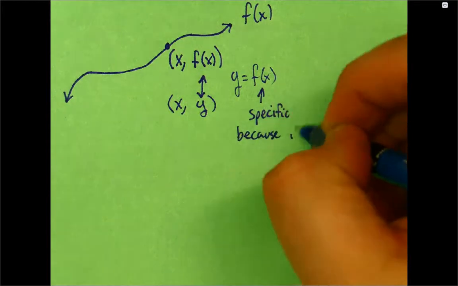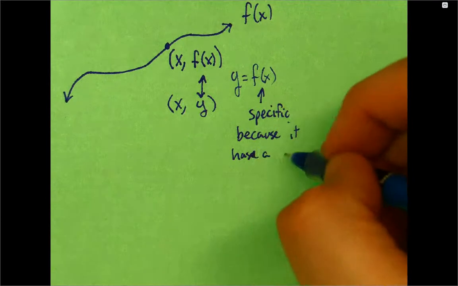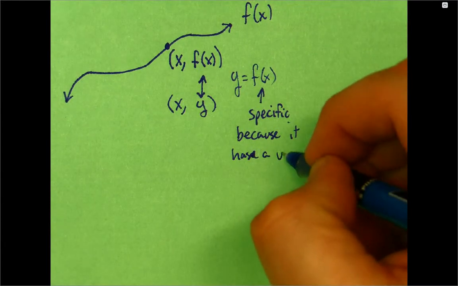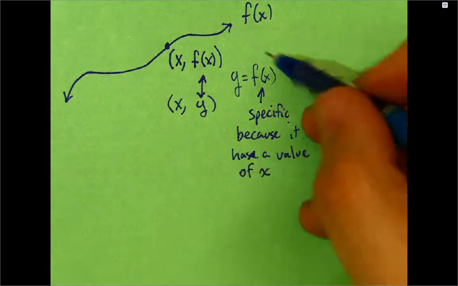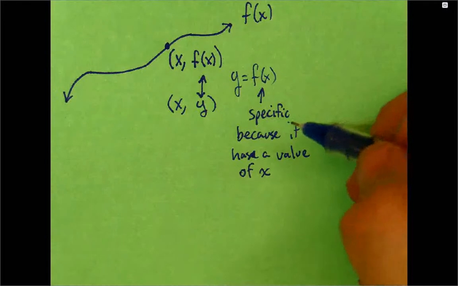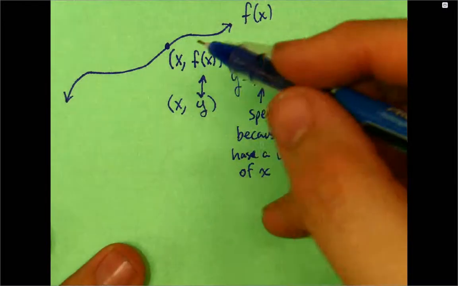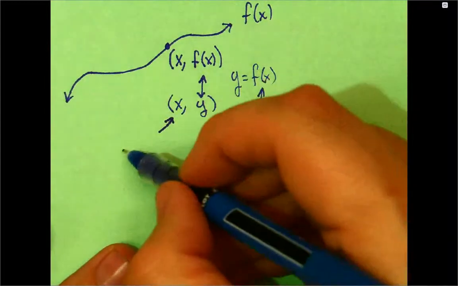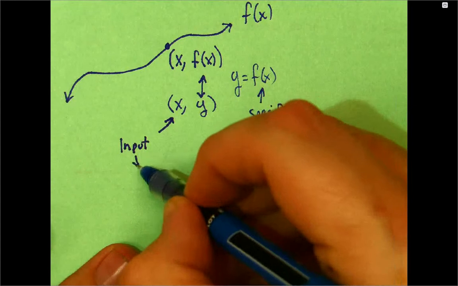because it has a value of x. So if I wanted f of 2, I knew my x was equal to 2. If I wanted f of 5, I knew I want x equal to 5. Now, if you want to think of this, your x, we're going to call that our input. And our input is specifically of the domain.